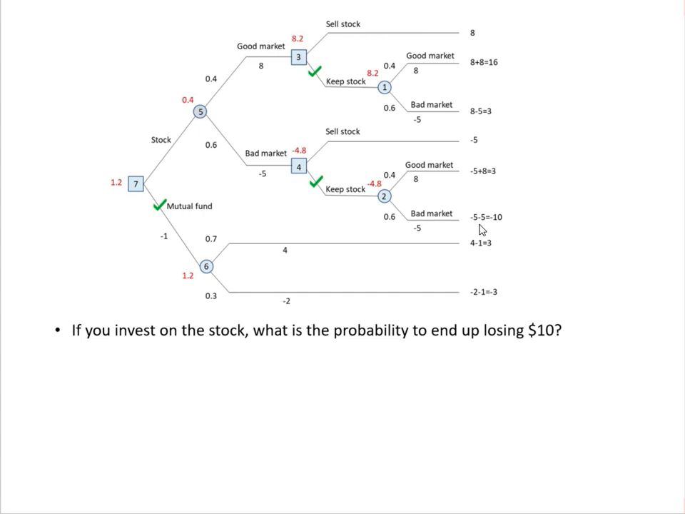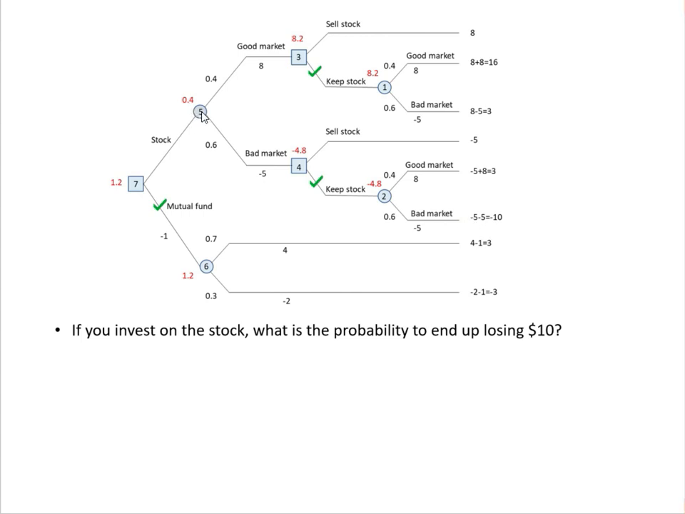So how can you end up here? Well, it goes from stock, okay, you invest on the stock, and then bad market, you choose keeping the stock, and then bad market again. Okay, so it says if you invest on a stock. So that means we already choose this branch. So we are already here. And we're asking what's the chance that we will end up going here? Okay, we start from here. What's the chance that we end up here?